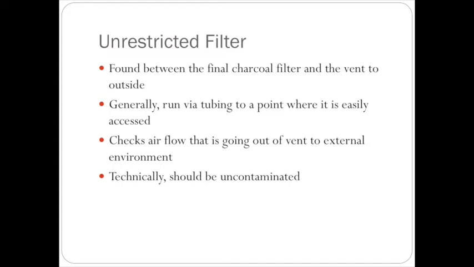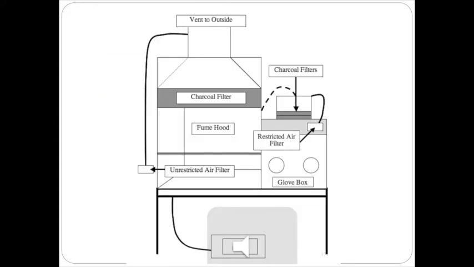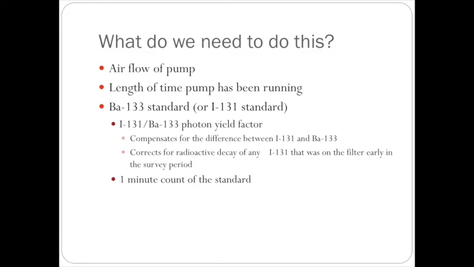How much is on the filter in terms of iodine? We figure out how much air went through the system over the course of our testing period, and then basically we can calculate our effluent level. So technically, since this is going to the outside world, it should be uncontaminated. And so you can see kind of off to the left-hand side there, I drew a schematic where we have the unrestricted air filter. So again, I'm not going to have you do this, but just to kind of give you a couple of things.